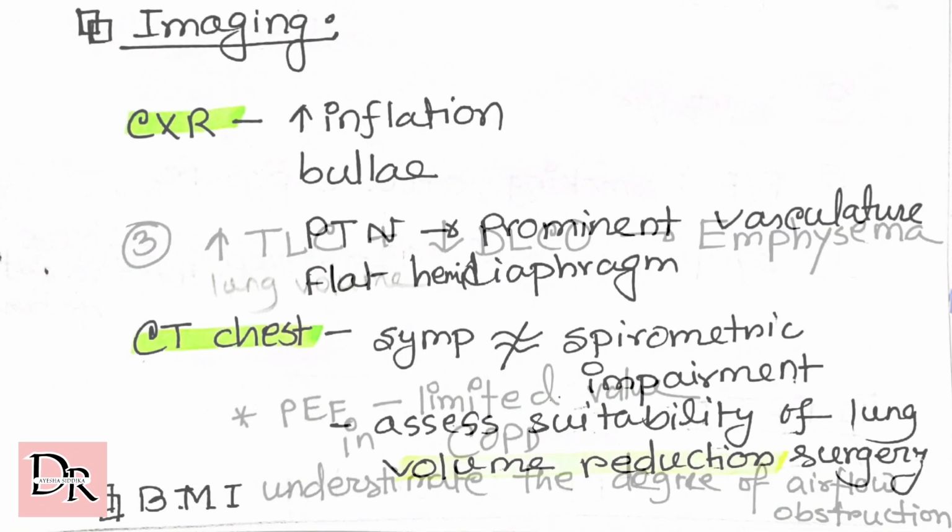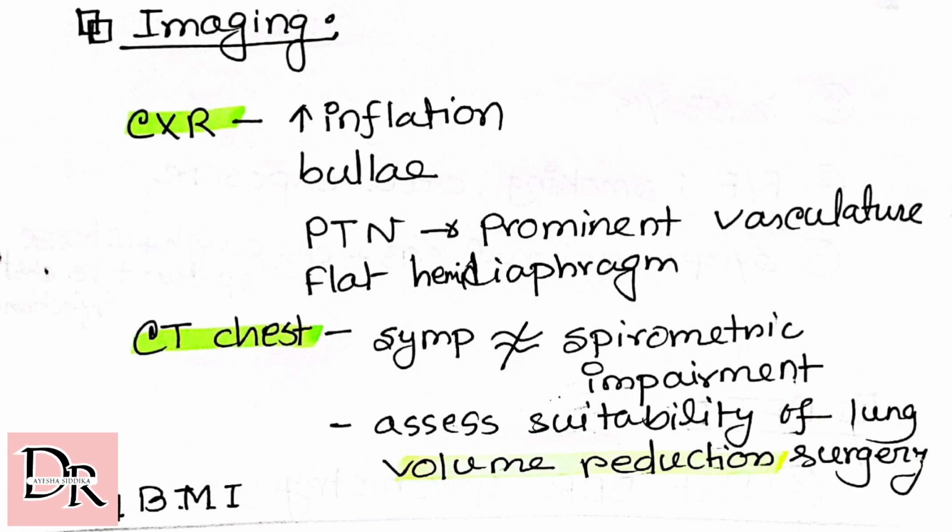So what are the other tests we can do, other than post-bronchodilator reversibility, FEV1/FVC ratio, and FEV1? Like chest X-ray, what will we find in chest X-ray? There will be hyperinflation, bulla, flat hemidiaphragm, and features of pulmonary hypertension like prominent vasculature.